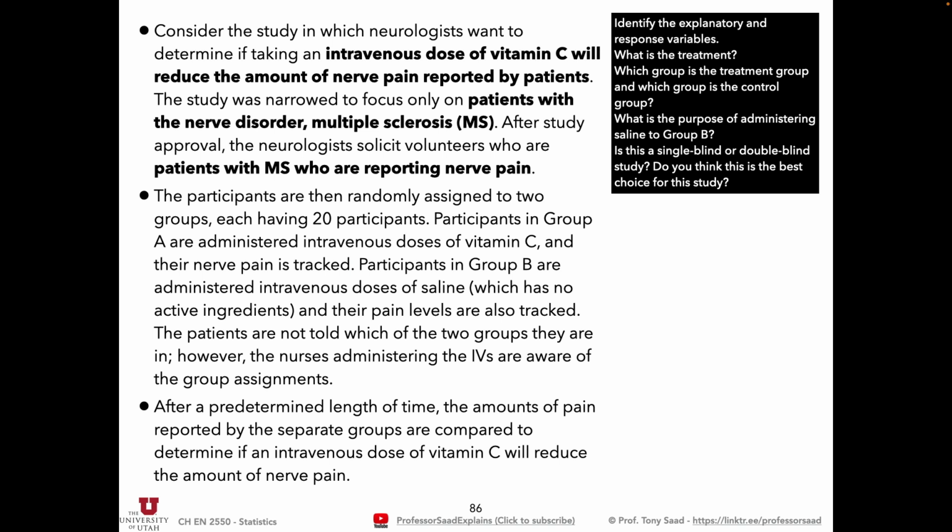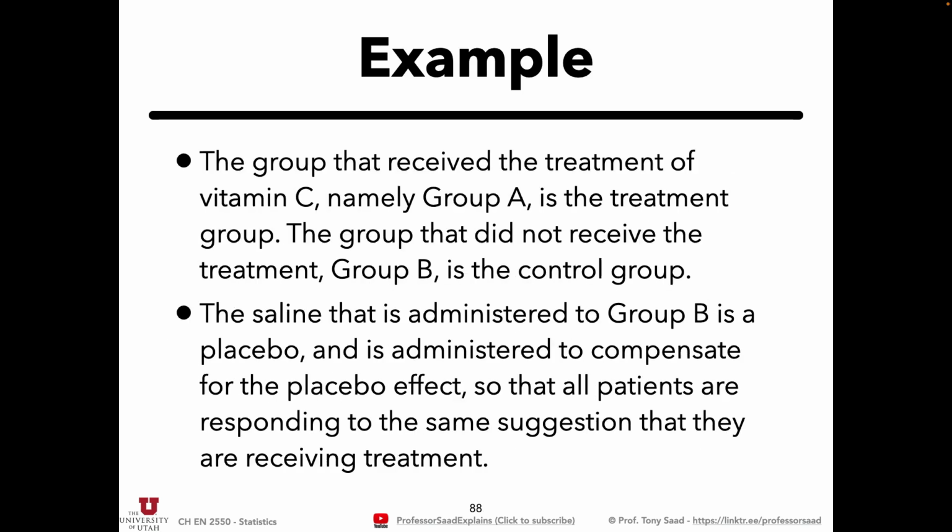And then what is the purpose of giving saline to group B? Why don't we give them nothing? That's the placebo, to control for placebo effect, to give them the impression that they're getting medicine, okay? If you give them nothing, then it's like as if they don't participate in the study. Is this a single blind or double blind? So single blind, right? Only the patients don't know where they are, the nurses know. And then is this the best choice? Definitely not. Always double blind studies are better, okay?